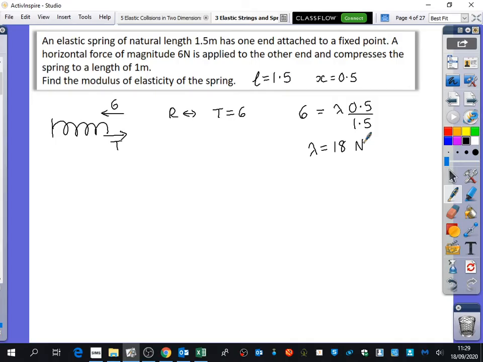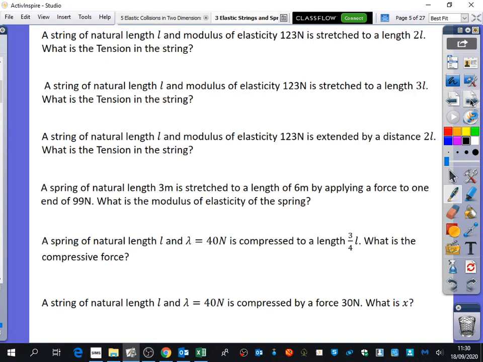Obviously, these are going to become a little bit more complicated in a bit. So I've got here a few sentences where I want you to avoid using the formula, particularly for the ones that are extensions. I just want you to try and think from the definition of the modulus of elasticity what the tensions and things might be. So for example, in this first one, the string has natural length L and modulus of elasticity 123 newtons. It is stretched to a length of 2L. What is the tension in the string?